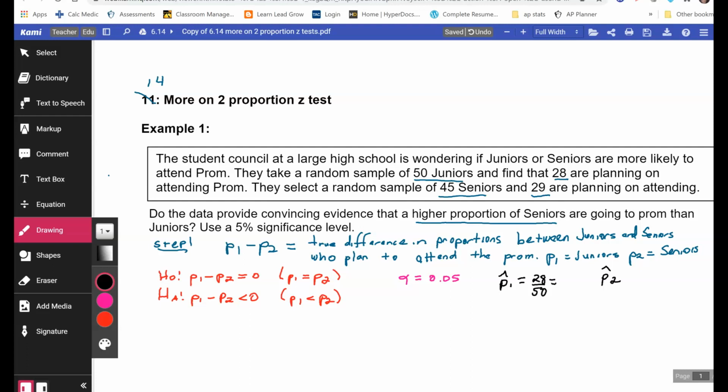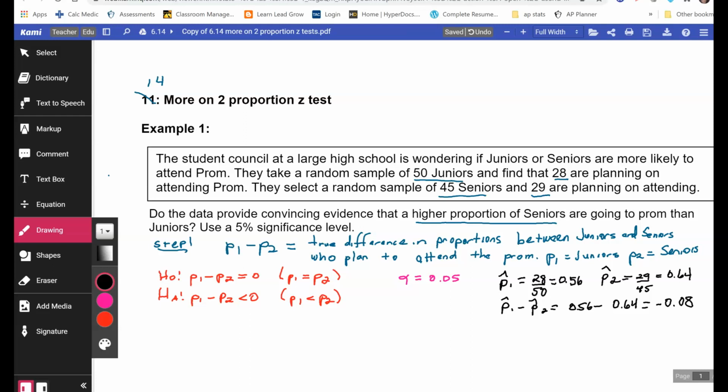And as a decimal, this would be 56%. And P hat 2 would be 29 out of 45, which expressed as a decimal is 0.64. So we can see that the difference in the sample proportions, P hat 1 minus P hat 2, is 0.56 minus 0.64, or negative 0.08.